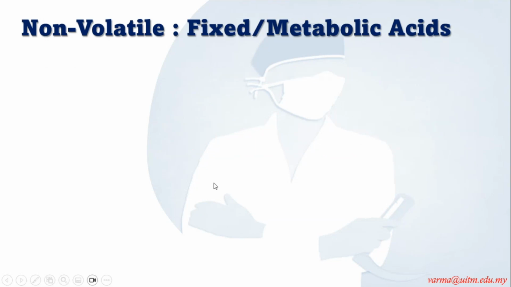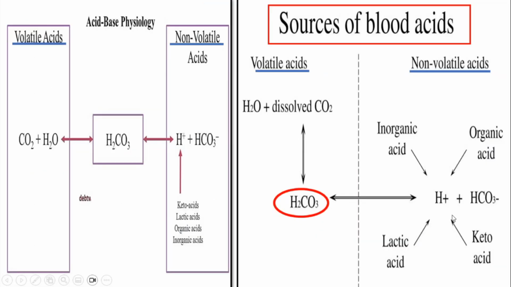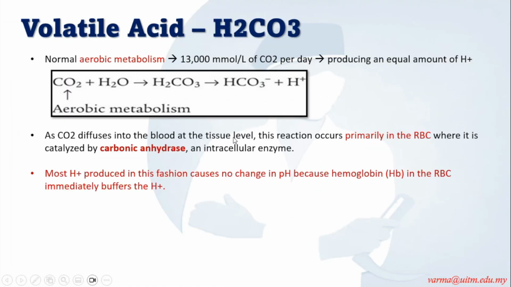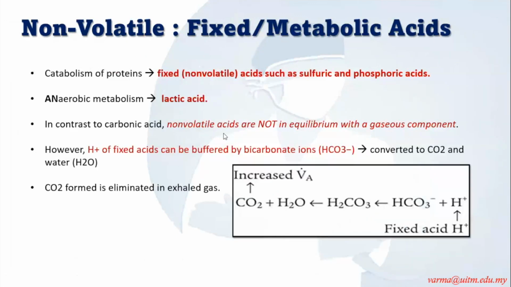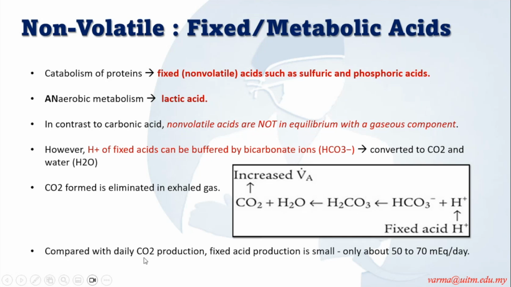This is what I mentioned here, the one that we talked about, this part. This H plus can convert bicarb to produce H2CO3 and can be buffered via this pathway as well. So the H plus of fixed acid is converted to CO2 and water, and the CO2 formed is eliminated in exhaled gas. Fixed acid combines with the bicarb to produce H2CO3, carbonic acid, which can be eliminated once it's broken down to carbon dioxide and water. Compared with daily carbon dioxide production, fixed acid production is small, only about 50 to 70 milliequivalents per day. Okay, that is the difference.